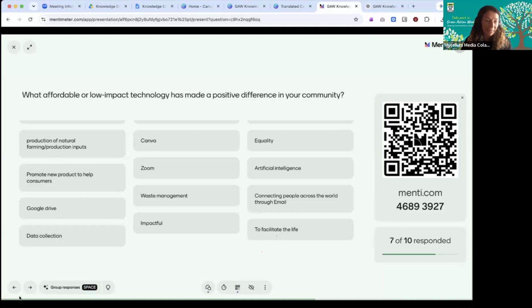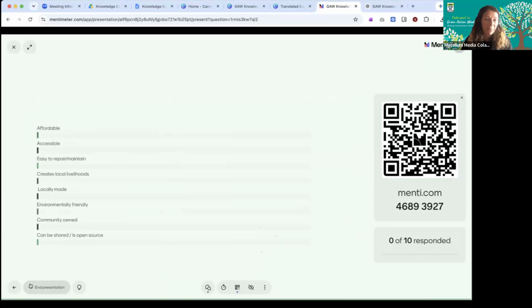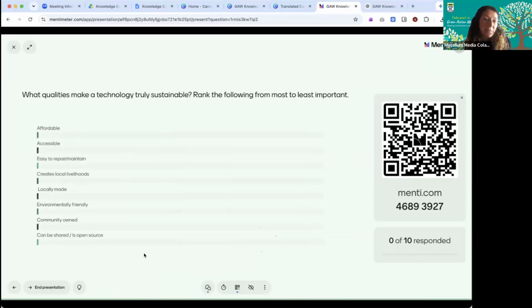Okay, so I think we have one more question. So, what qualities make a technology truly sustainable? So you can rank these from the most important to the least important. So put the one that you feel is the most important at the top, and then the ones that are least important at the bottom.